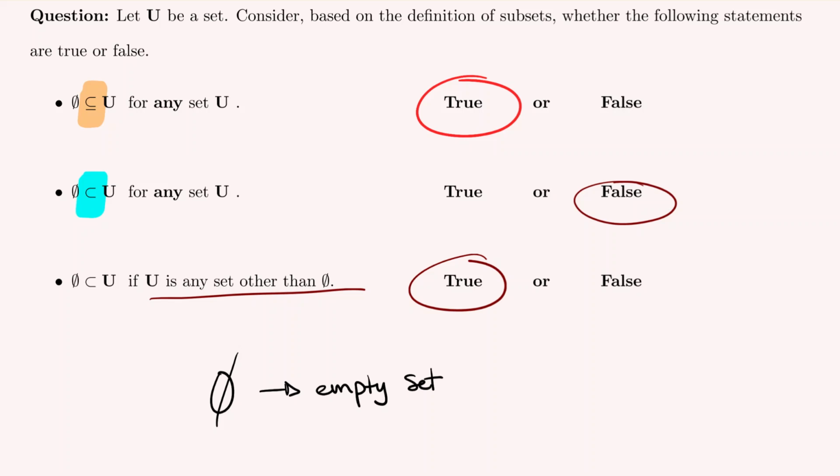I'd encourage you to wrestle with these ideas. This is about as abstract as we're going to get in this section, but it's just the idea that the empty set is a subset of any set, and the empty set is a proper subset of any set so long as the second set is not the empty set itself.